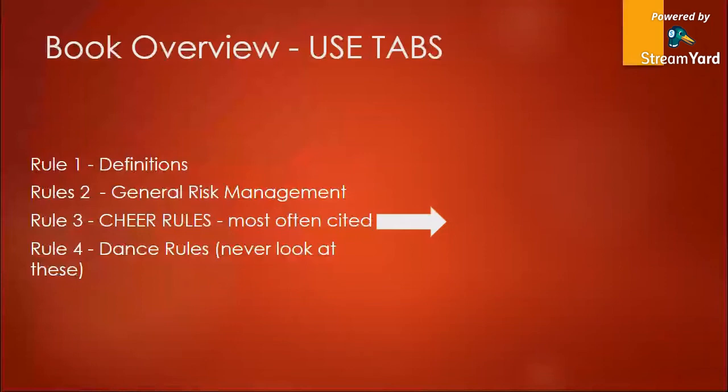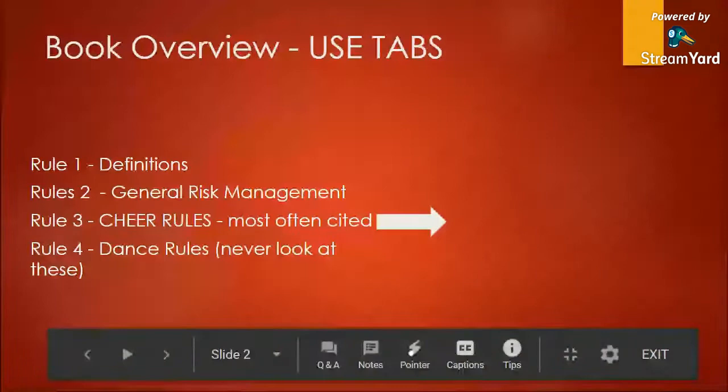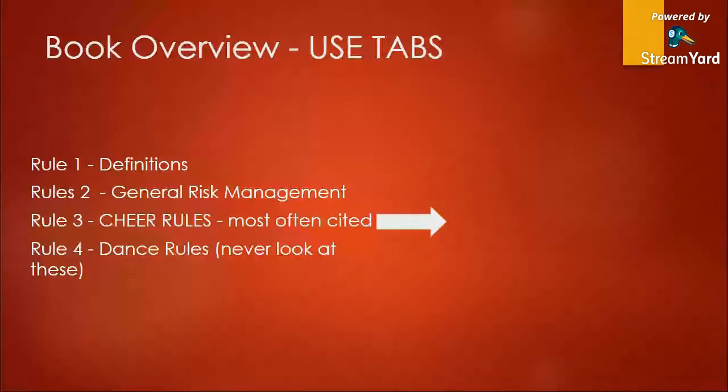We may have to get used to different rules. That's what I was kind of trying to say. Okay, so if you're looking at your book, if you have it in front of you, great. I have the electronic version, so I can't give you page numbers, but all the rules and the numbers and stuff are the same. So rule one is all the definitions, and this is definitions for cheer as well as dance. So some of these definitions we don't use.